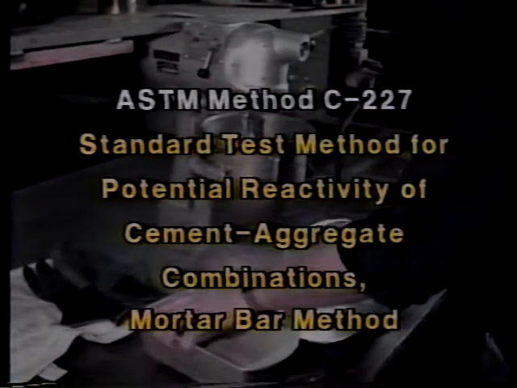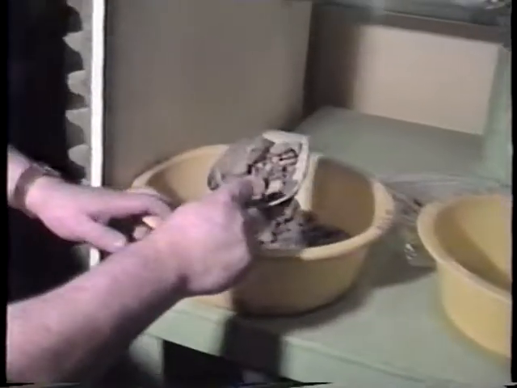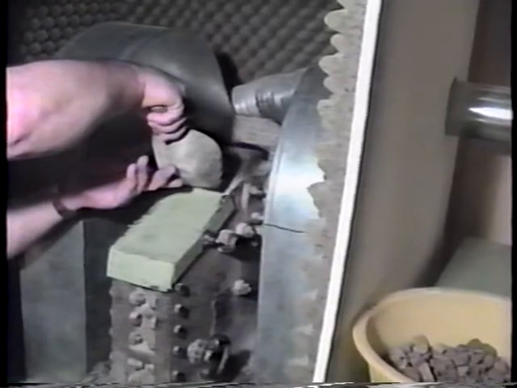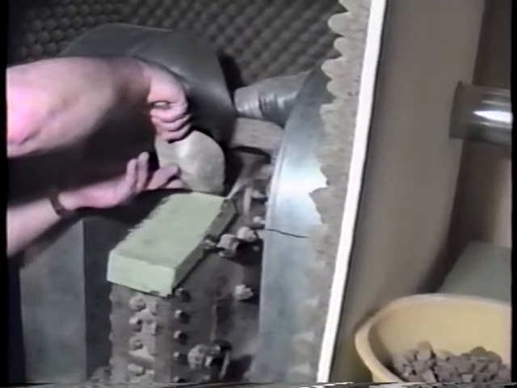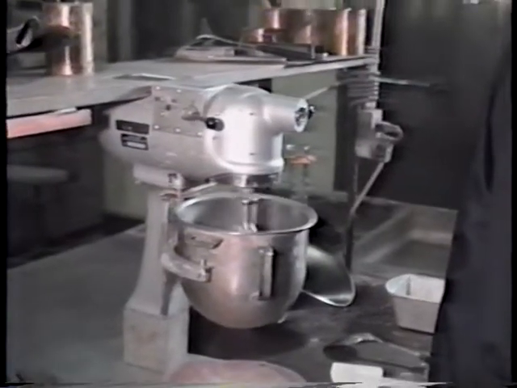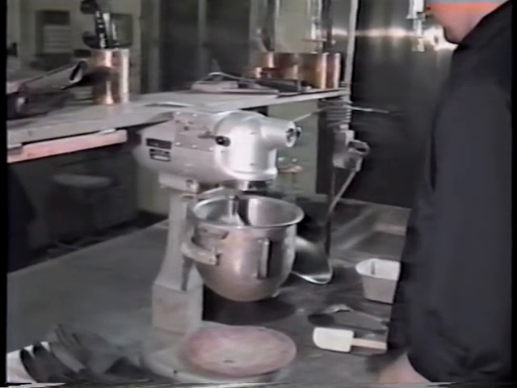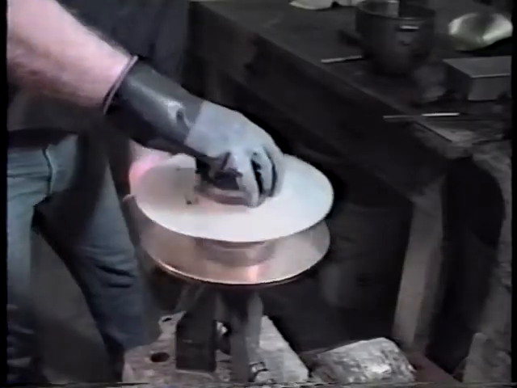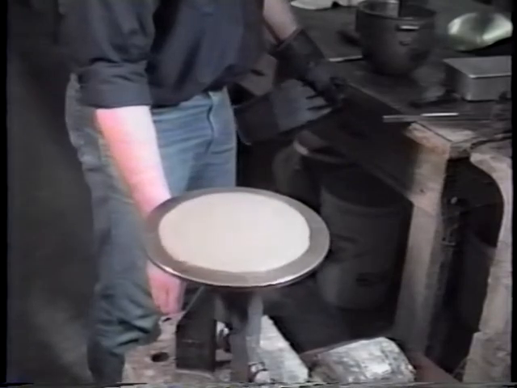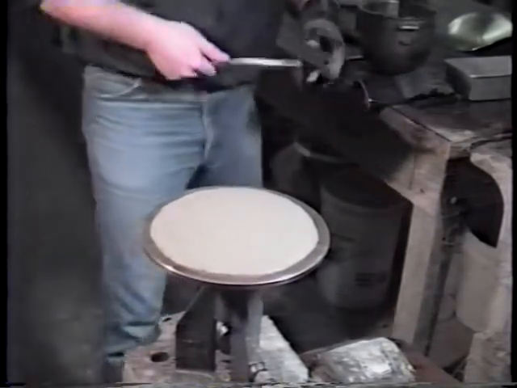With that in mind, let's look first at ASTM C227, Standard Test Method for Potential Reactivity of Cement Aggregate Combinations, Mortar Bar Method. Aggregate samples for this test method are prepared in an identical manner to those used for P214. The mortar is then proportioned from the crushed and graded aggregate in a similar manner, except that a flow test value of 105 to 120 is used rather than the fixed water to cement ratio.